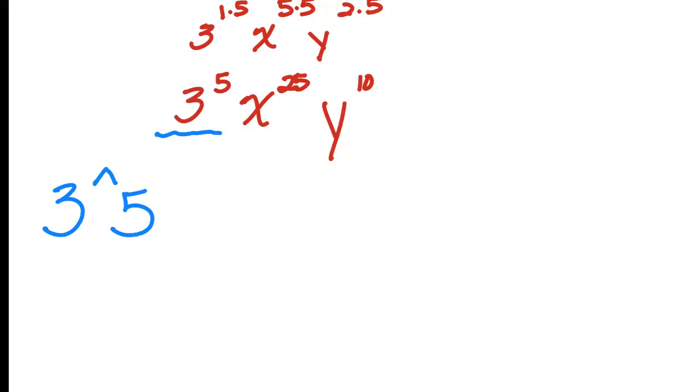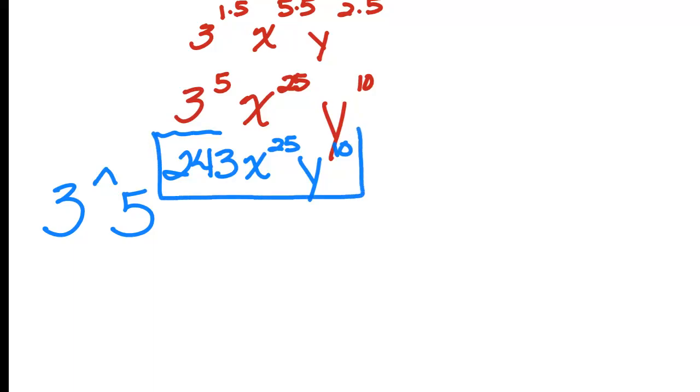I don't think it's 60. What is it? 243? So 243 times x to the 25th times y to the 10th. And that is in simplest form. Is that what you have? Yes. So you got it right.